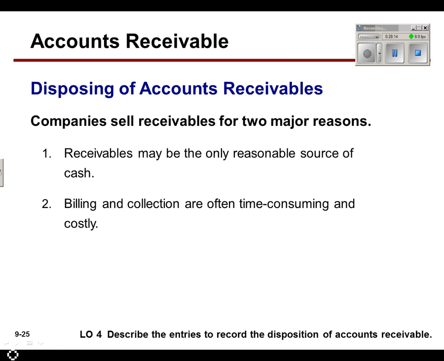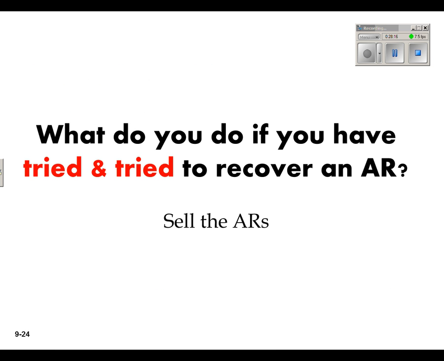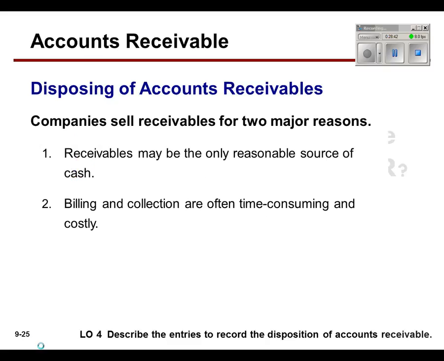Okay, so then as this question is proposing, what do you do if you've tried and tried and tried to recover an AR? Like you've called, you've sent the written notice, you've called again. You keep trying and trying. It's well over half a year overdue. You can sell the bad debt. Kind of weird, but you can sell the bad debt to someone called a factor.